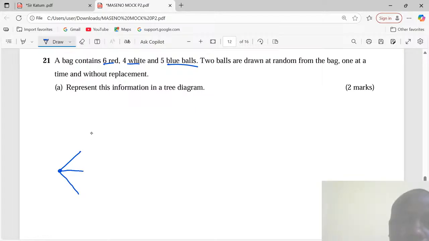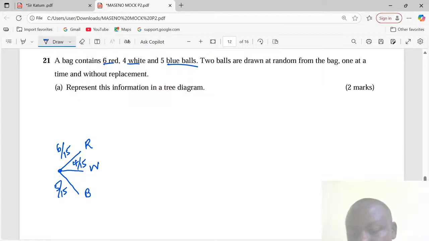3 options. So we begin with the branches like that. Red, white, blue. 6 out of 15, the total. Are they 15? Check what I've added there. 6, 4, and 5. Yeah, 10, 5, 15. That's 4 out of 15. The probability of picking blue is 5 out of a total of 15. You should have the branches, then the probabilities alongside.